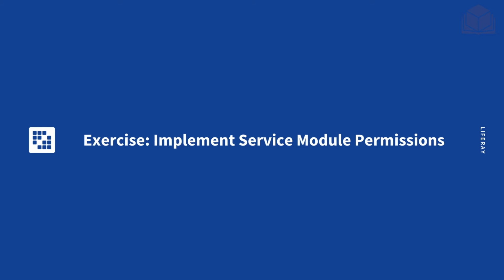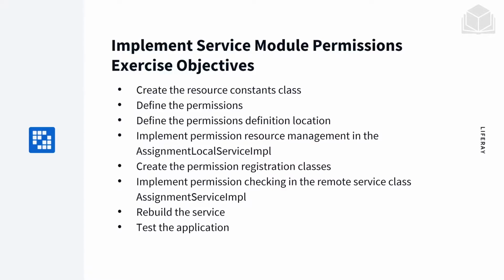In this exercise, we're going to be implementing permissions in the service module. Our objectives for this exercise: we're going to create the resource constants class. We'll define the permissions. We'll define the permissions definition location. We'll implement permission resource management in the assignment local service impl. We'll create the permission registration classes, implement permission checking in the remote service class assignment service impl. We'll rebuild the service, and then we'll test the application in the UI.